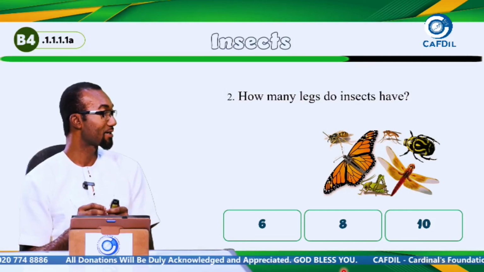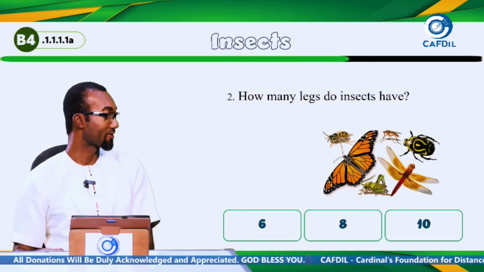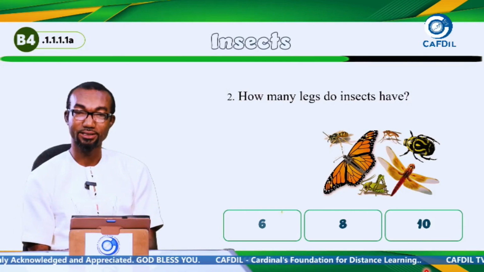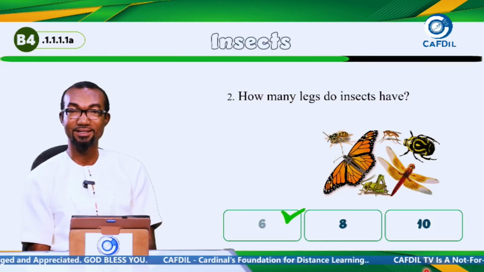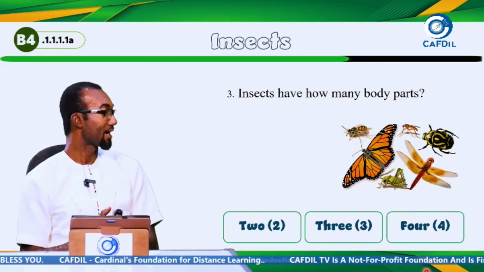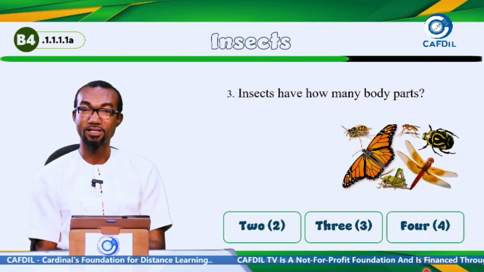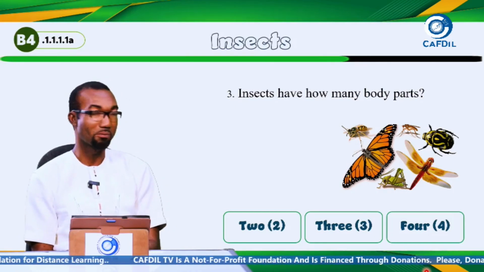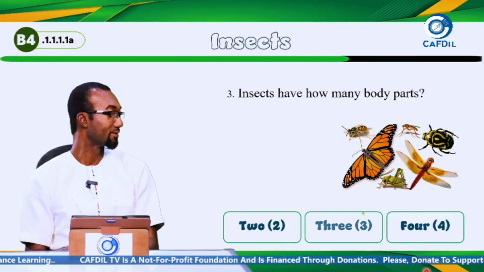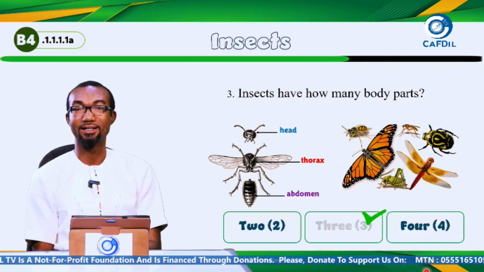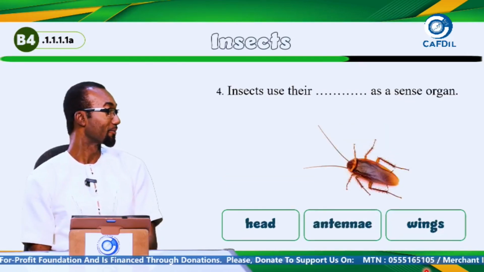2. How many legs do insects have? We have 6, 8, and 10. Great. The answer is 6. Insects have 6 legs. 3. Insects have how many body parts? They have 2, 3, and then 4. 3. Very good. You have the head, the thorax, and then the abdomen.